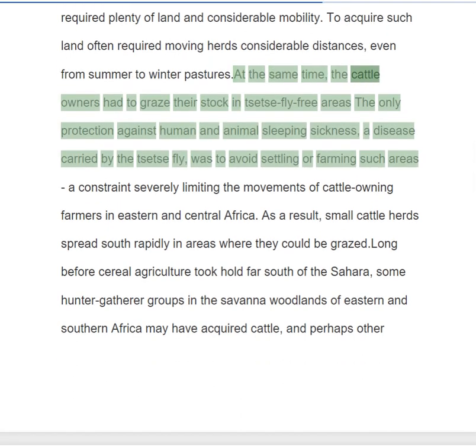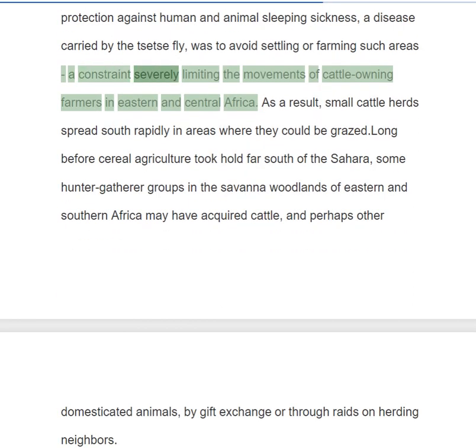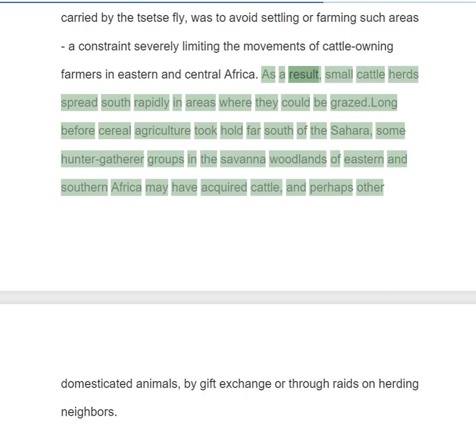At the same time, the cattle owners had to graze their stock in tsetse fly-free areas. The only protection against human and animal sleeping sickness, a disease carried by the tsetse fly, was to avoid settling or farming such areas, a constraint severely limiting the movements of cattle-owning farmers in eastern and central Africa. As a result, small cattle herds spread south rapidly in areas where they could be grazed long before cereal agriculture took hold far south of the Sahara.